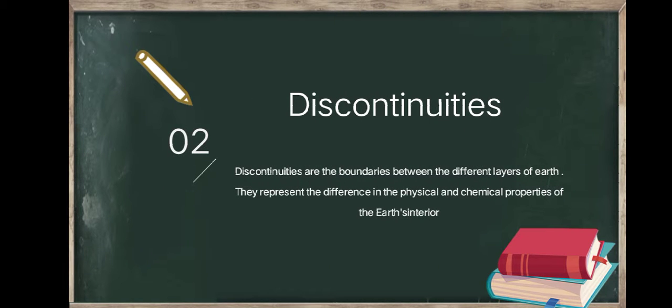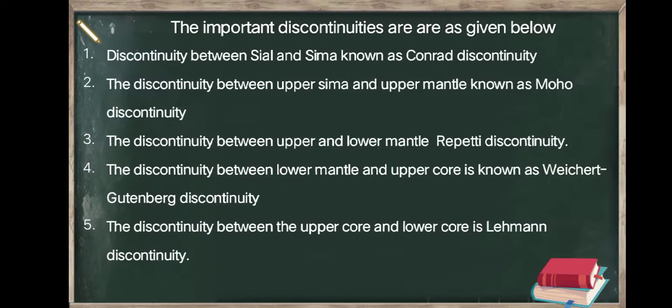Discontinuities. Discontinuities are the boundaries between the different layers of the earth. They represent the difference in the physical as well as chemical properties of the earth's interior. The important discontinuities are as given.